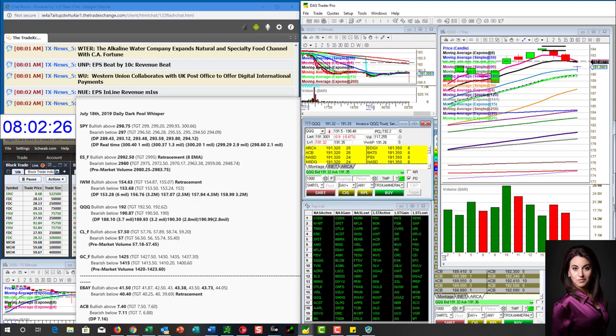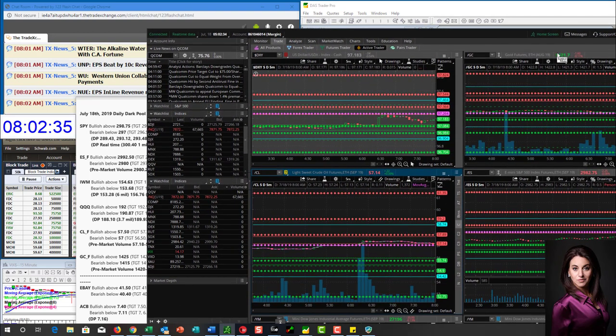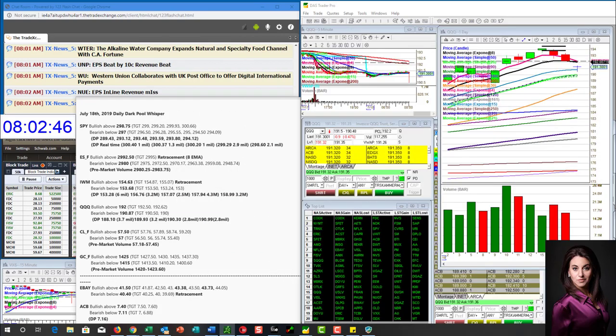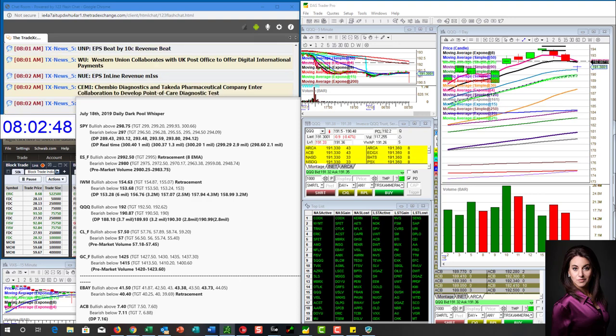Oil. Oil futures have definitely been one of the best trades on these whispers over the past couple weeks. Today, we're going to be bullish above 57.50, and bearish below 57, below this pivot point. Pre-market volume came in at 57.18 and 57.45. So that's why that is my bullish above, bearish below.